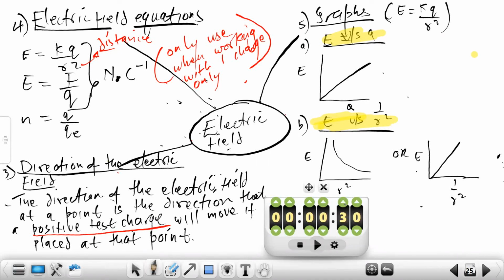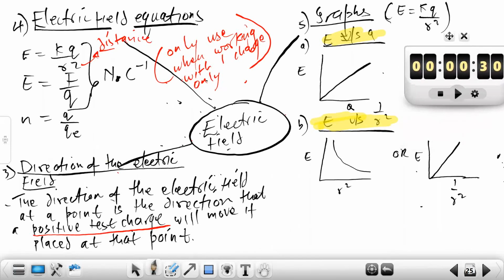And then I can see Manuku, your hand is up. So Manuku. Evening, sir. Evening, Manuku. Sir, I want to ask, according to E versus 1 over r squared, what's the difference between those two graphs? Because what I understand is that electric field is inversely proportional to distance. So I think that the most regularly used is the second one. So okay. I don't understand the difference between them.